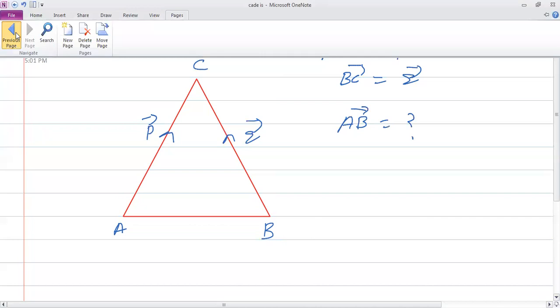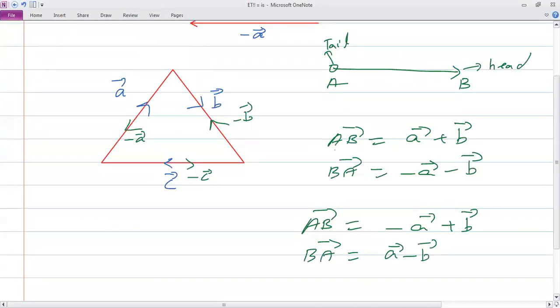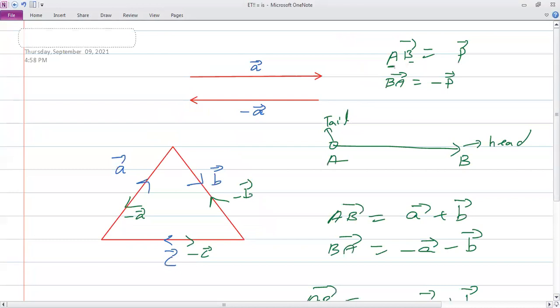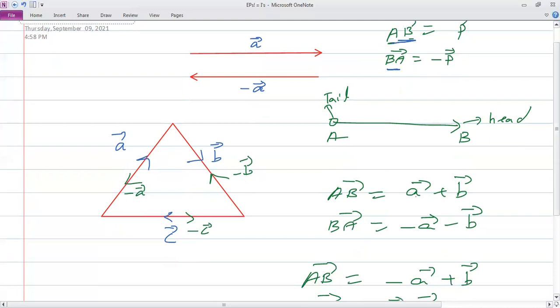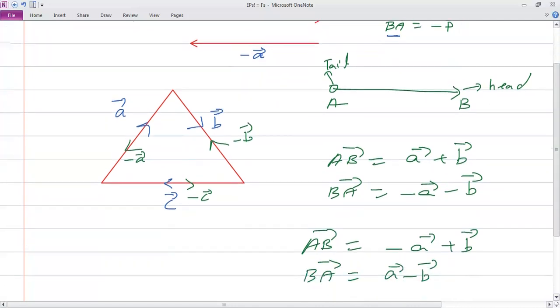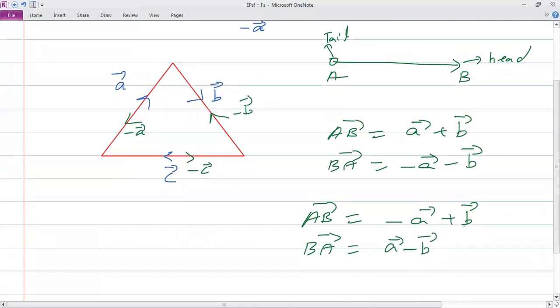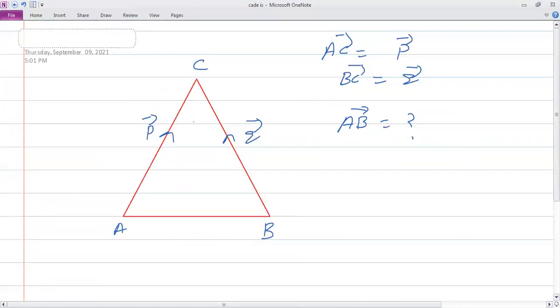The last part, simply look, if this is AB, from AB you make BA. But what we did, if we change the direction, changing the direction will change the sign of the vector. Like I gave the example here. If your AB is A plus B, then BA will become minus A minus B. In the same way, if your AB is minus A plus B, then BA, you will change the sign. That is the point you have to remember. Now let's see here. I'm going to give you an example of how you will solve it, if you remember this point.